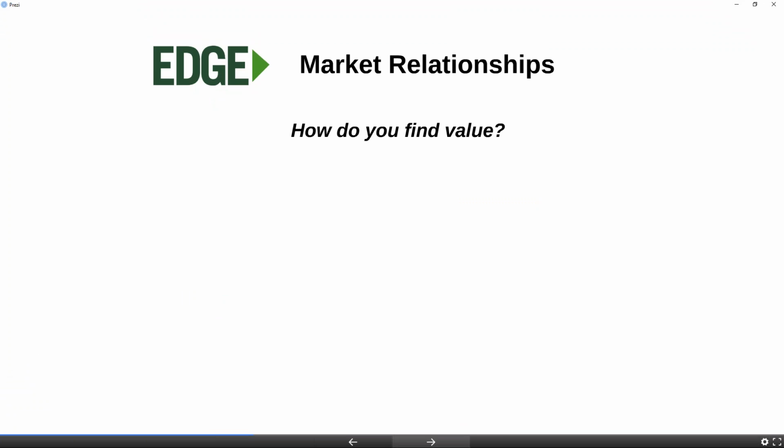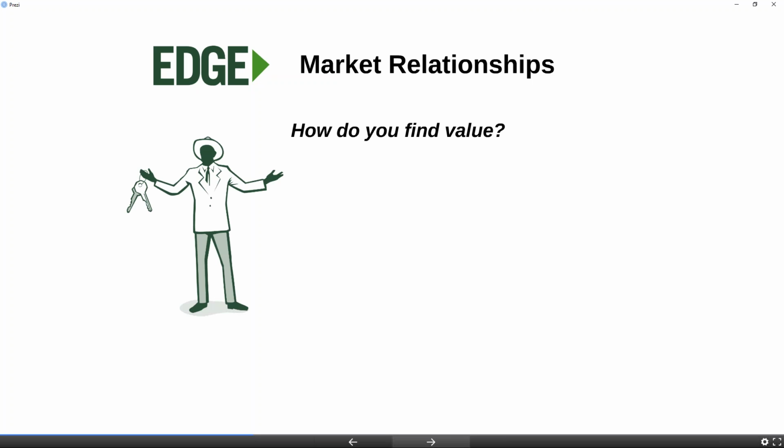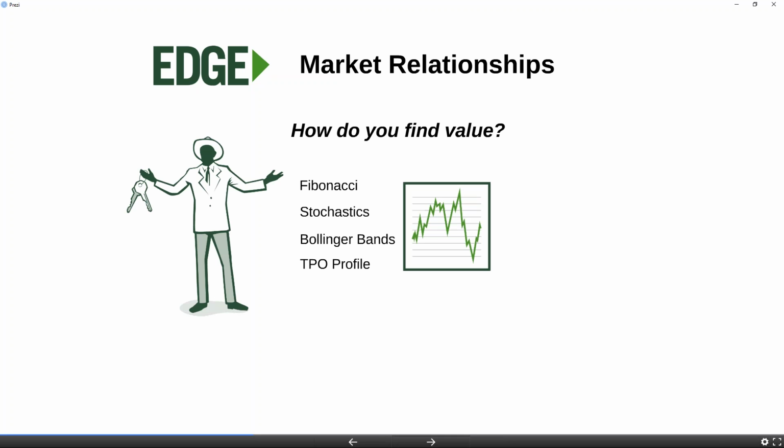All right, so let's move along to the second of this two-prong approach, order flow and market relationships. How do you find value in the price of something when you buy or sell it? Let's say you're going to buy a car. When was the last time you bought a car? Did you bring a Fibonacci, a stochastic, Bollinger Band, a TPO profile chart into the car dealership to negotiate price? "And hey, buddy, price is too expensive. It's above the 618. See these stochastics? They're above 75, man. It's overbought." Of course you didn't do that.